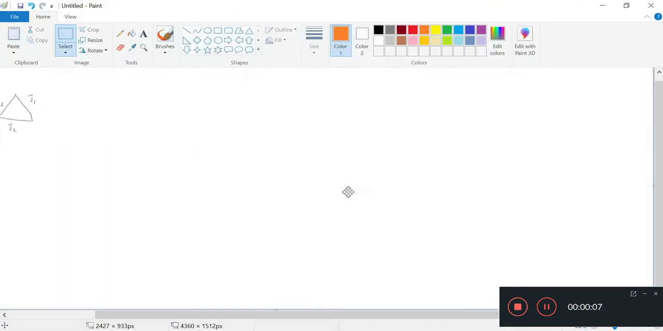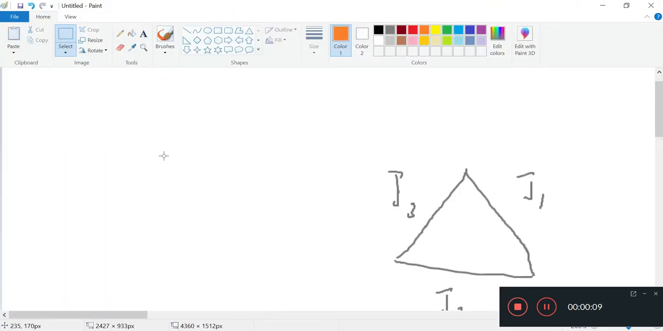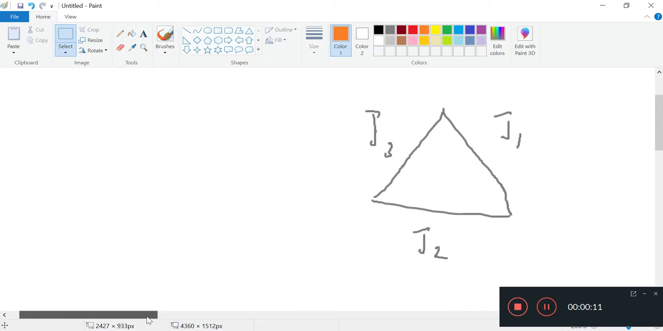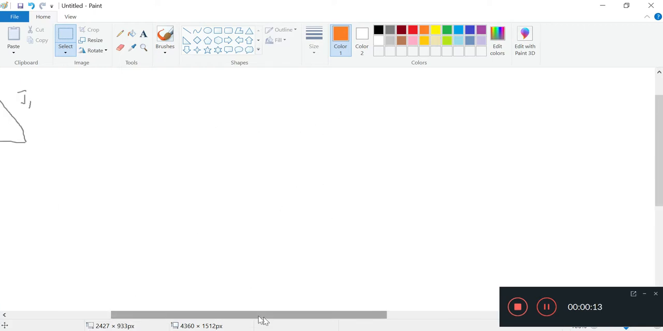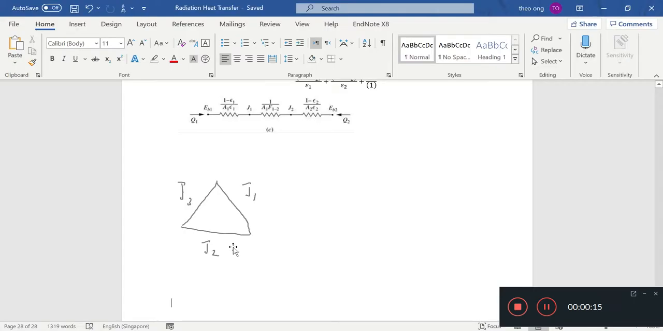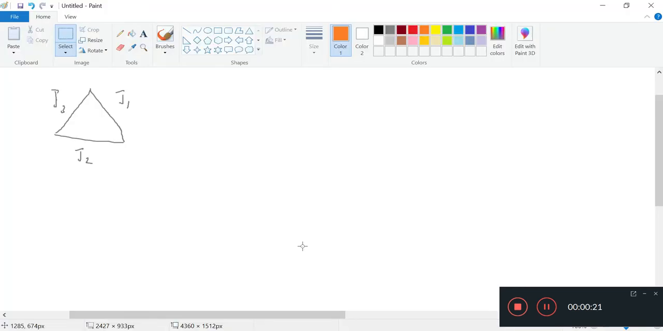In the last video we were talking about the heat radiation network, the electrical network analogy. So now we want to have the case of, let's say, three surfaces, and how are we going to solve this problem? Okay, so we have surface 1, 2 and 3. So there's J1, J2 and J3.